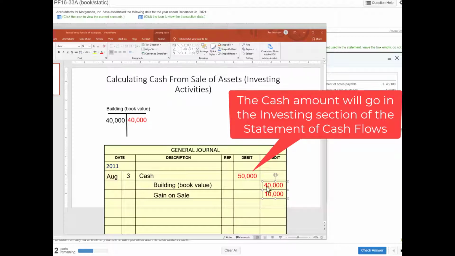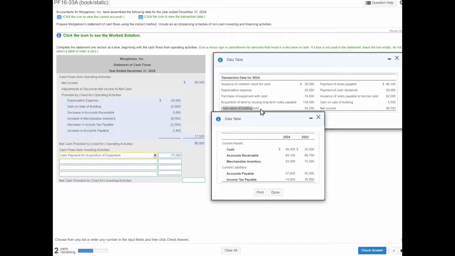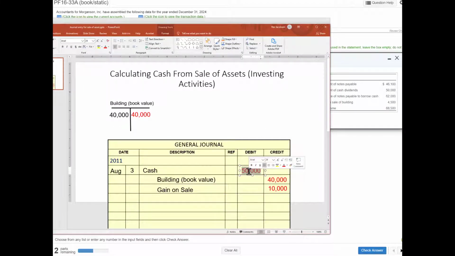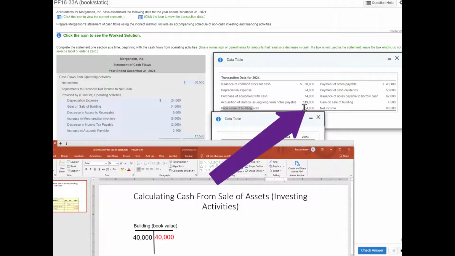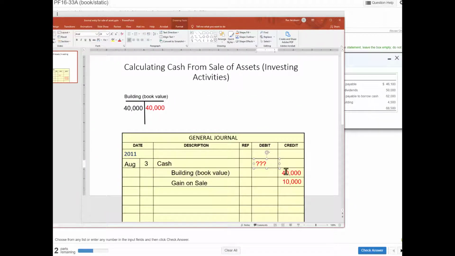How do we calculate the amount of cash we received for selling the building? You take the book value of the asset that was removed from our books, $40,000, and then if it's a gain, the gain will be on this side, so we add the gain. The book value, $40,000, plus $10,000 gives us the amount of cash that we received. So this is the amount that would go on our statement of cash flows. Let's fill in these amounts with the information we have. The book value of the building is $54,000. What we're trying to find out is this number. The amount of book value that was removed from our books was $54,000. So this amount here becomes $54,000.